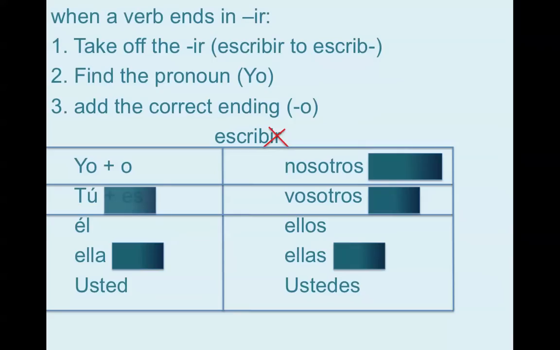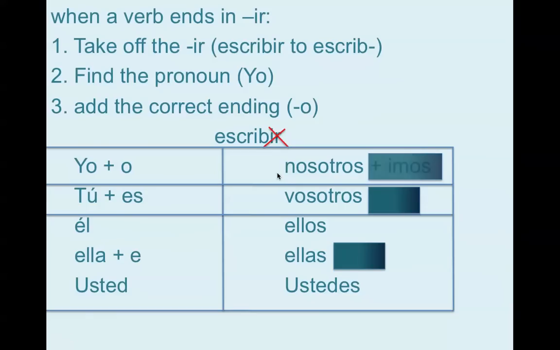Now the next form, tú. If you notice, this is the exact same as the ending for ER verbs that we learned yesterday, except today it is IR verbs and it keeps the same thing, so ES. The next one that we're going to talk about is the él/ella/usted form that stays in E, so it's escribe, is he or she writes.